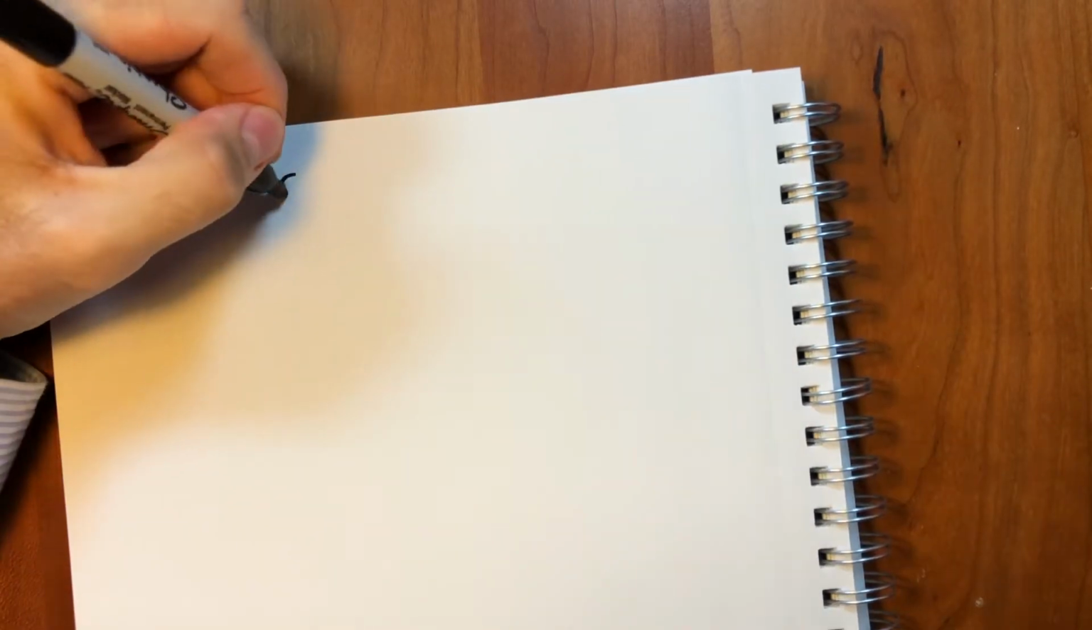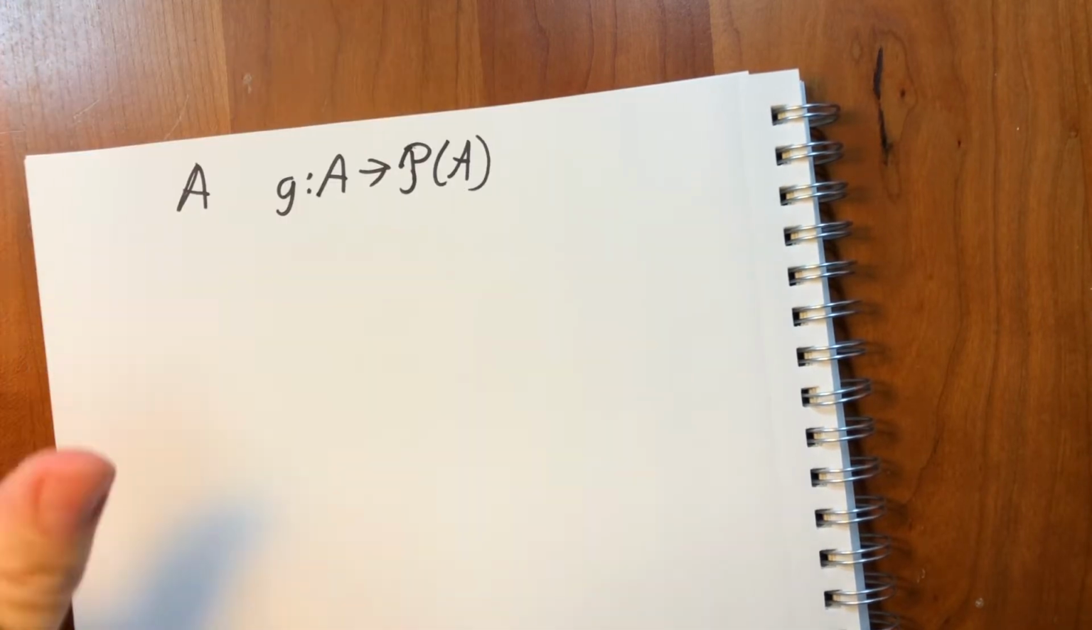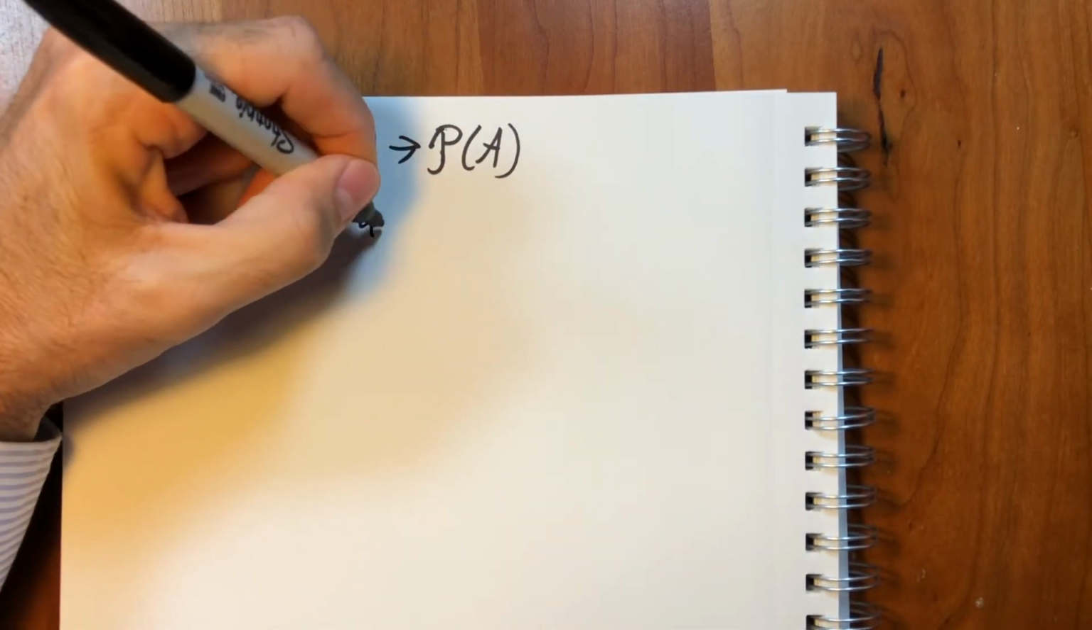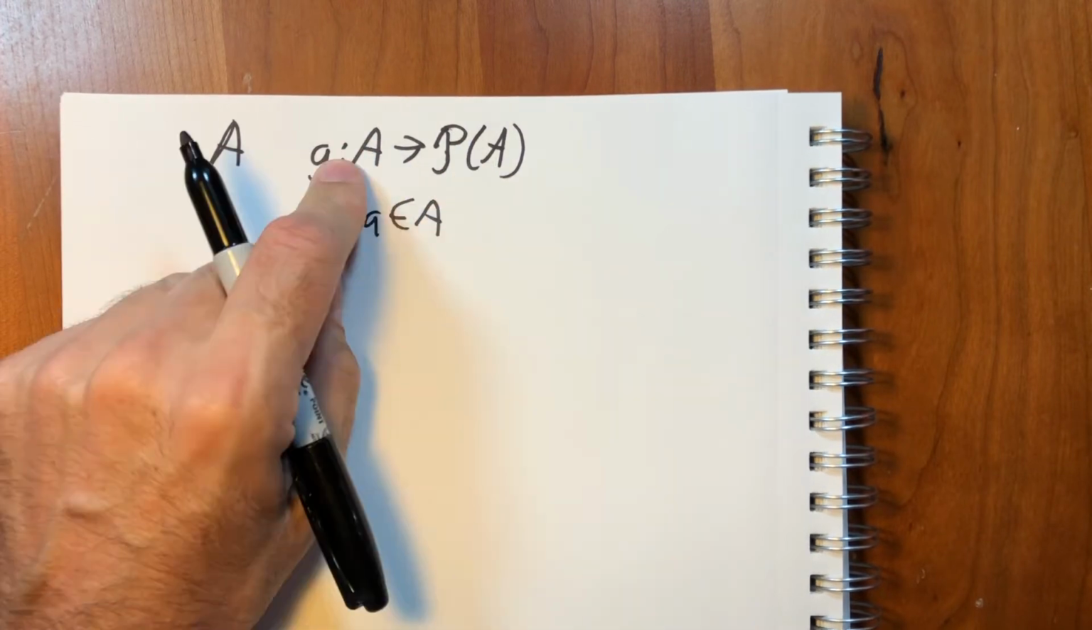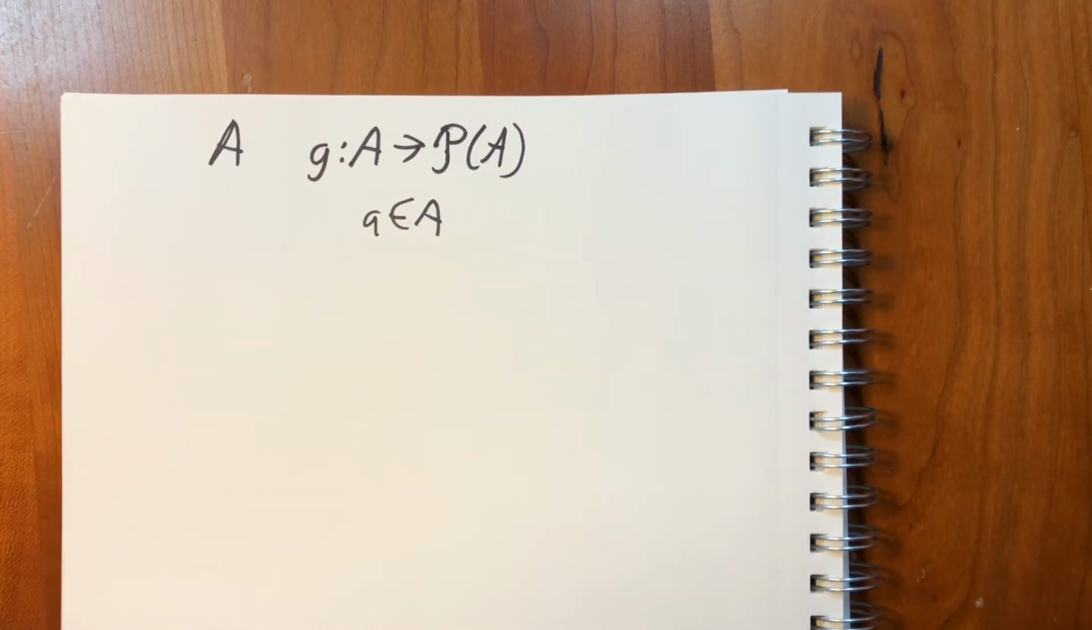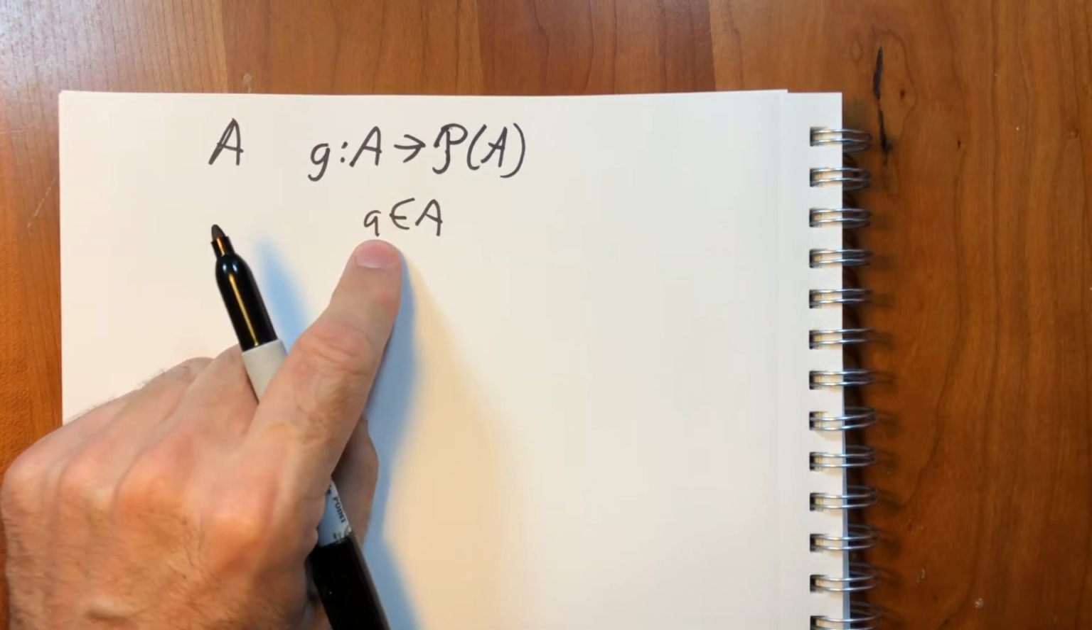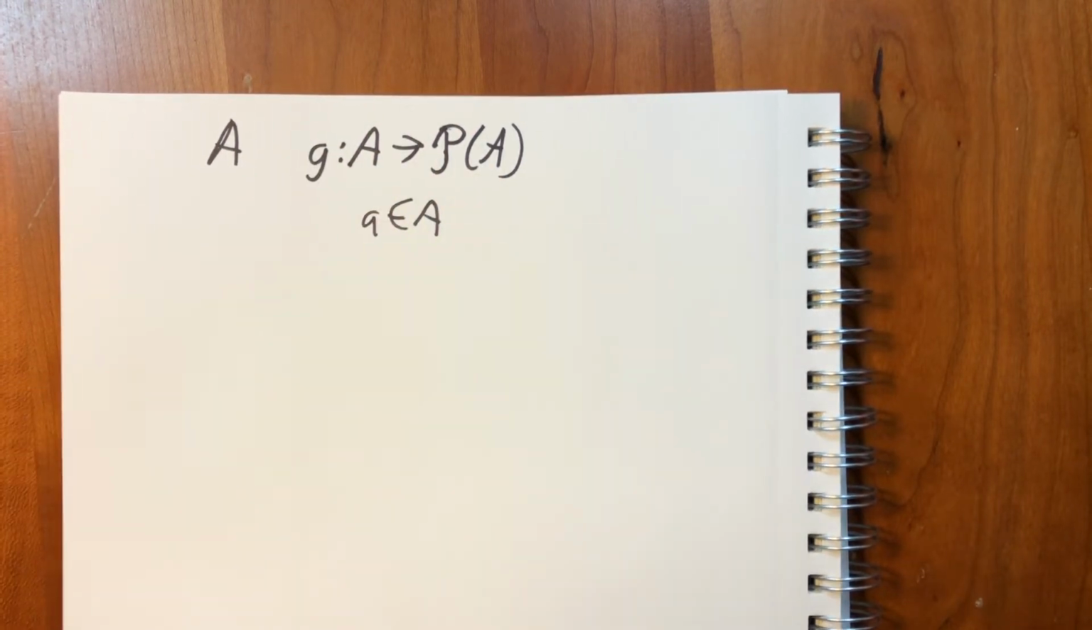Okay, so we take a set A and an arbitrary map. So no matter what G is, G maps A to some subset of A, right? So here's a true statement. No matter which subset it is, that subset either contains A or it does not contain A, right?